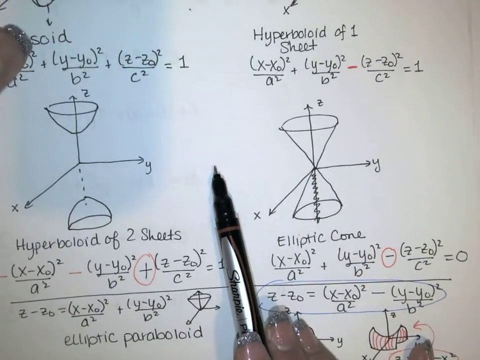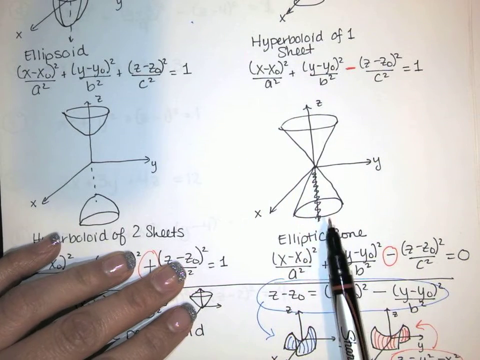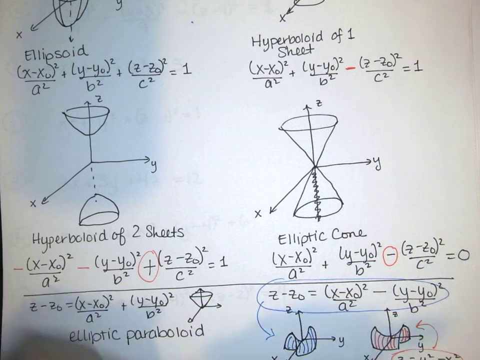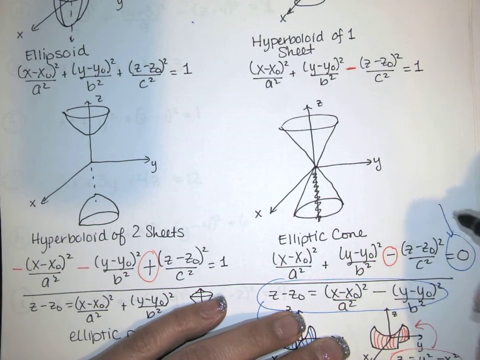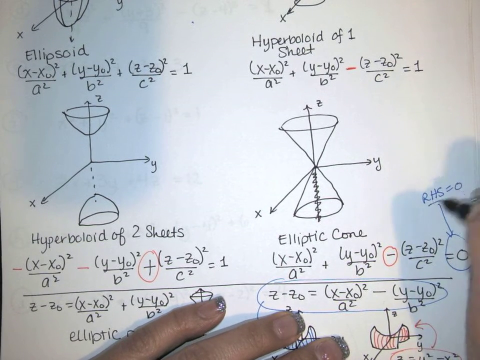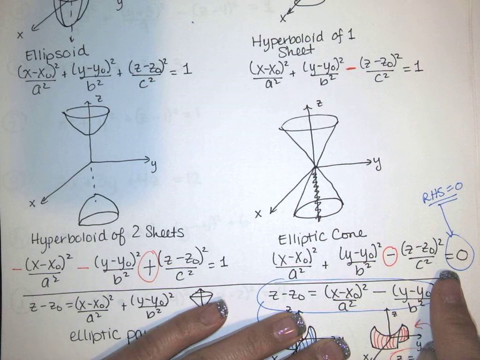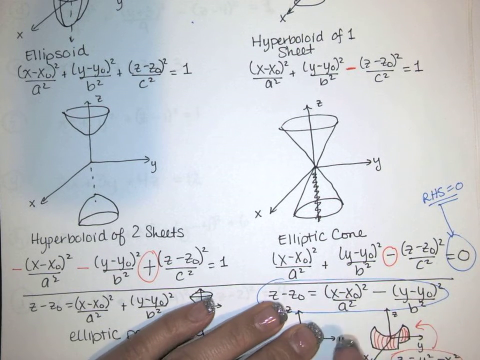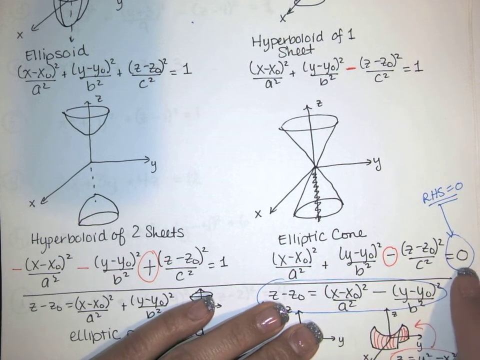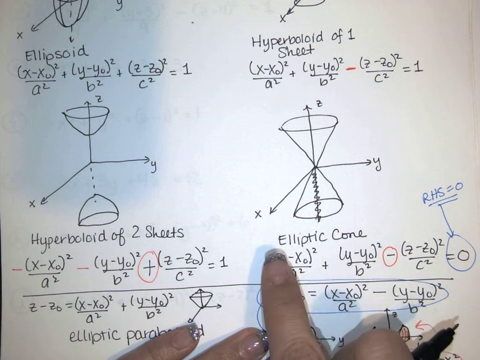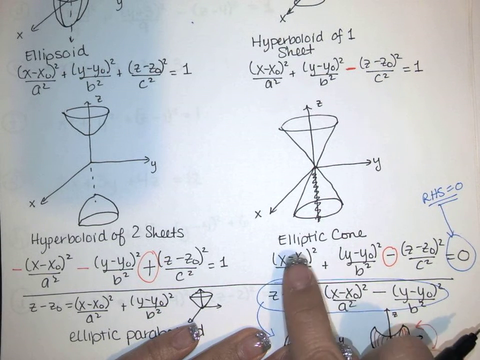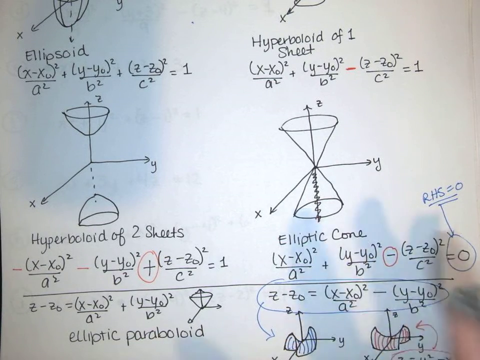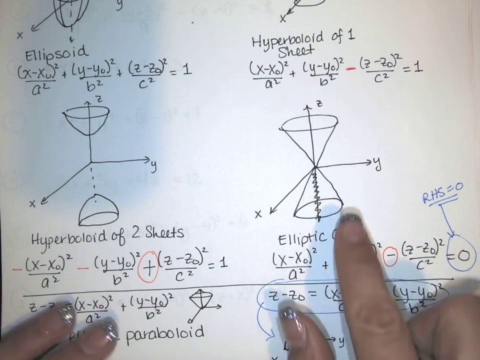Now the cone looks very similar to the hyperboloid of 1 sheet. You've got 2 positives and a negative. But notice the right-hand side is 0. This is critical. We have no constant over here. We're not just going to subtract a constant from both sides after you've completed the squares, and that'll be necessary sometimes. If the right-hand side is 0, and all 3 variables are squared, 2 are positive and 1's negative, or 2 negative and 1 positive, we could multiply everything by -1, we get an elliptic cone.